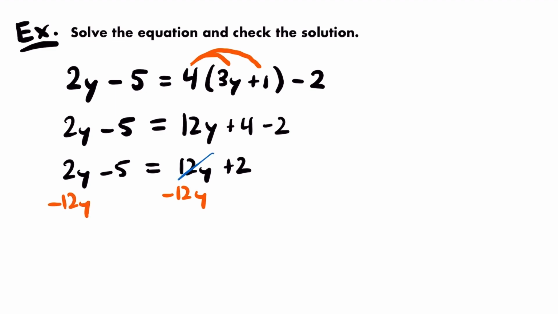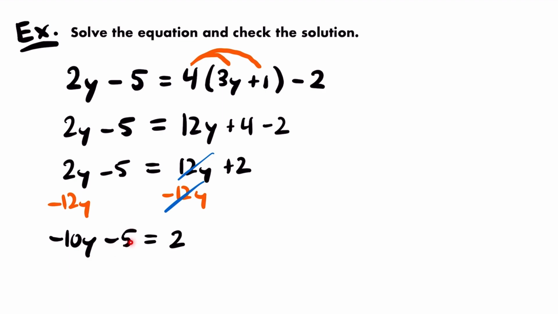So on this side, 12y and negative 12y cancel out, but over here, 2y minus 12y will be negative 10y, because 2 minus 12 is negative 10. But then we still have minus 5, and that will be equal to 2, right? 12y minus 12y is 0, and 0 plus 2 is 2. So now we have one variable term, which now we need to isolate. We want to get it by itself.